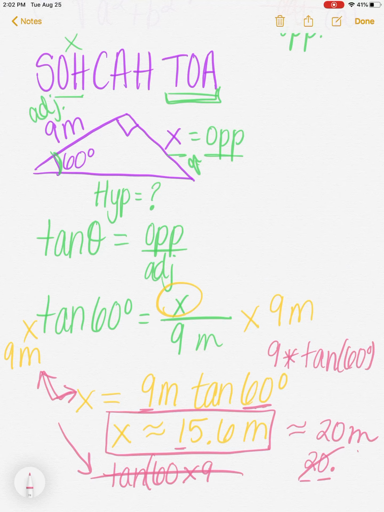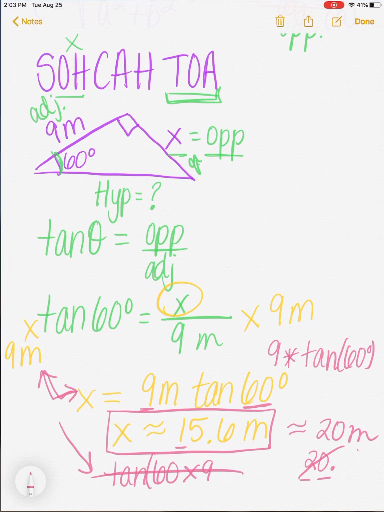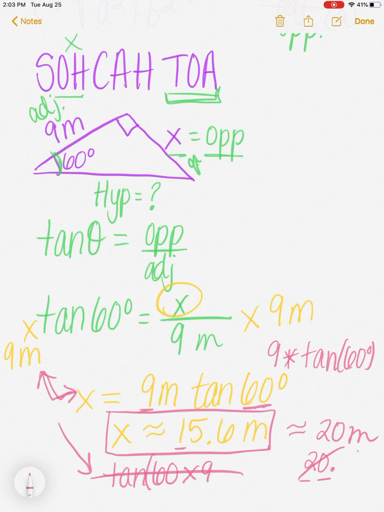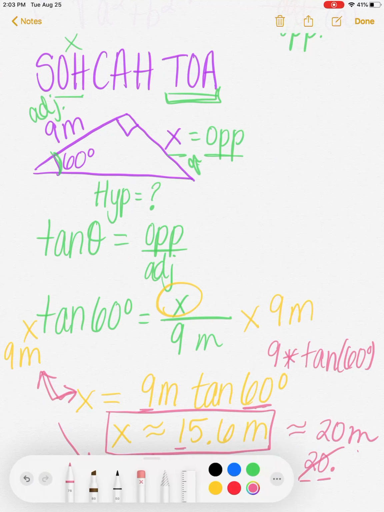Another tip that I gave in class today is that you need to make sure that you are in degrees mode, not radians. If you don't remember how to do that, go to math and change to degrees in settings. If you're struggling with that, let me know.